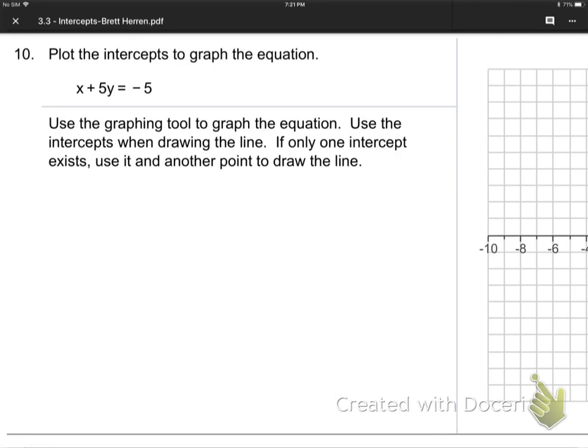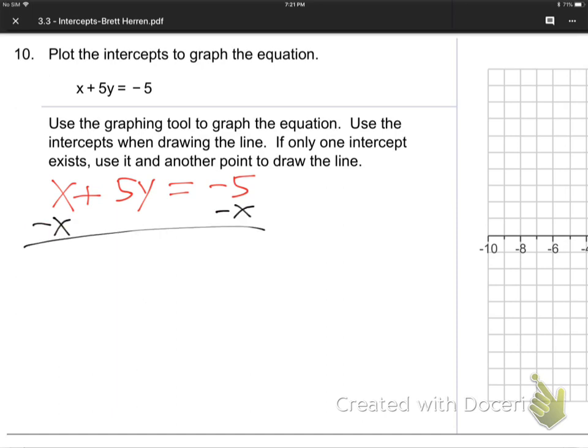Okay, so x plus 5y equals negative 5. All right, so try that. We've got to get y alone. So to get y alone, we subtract x.